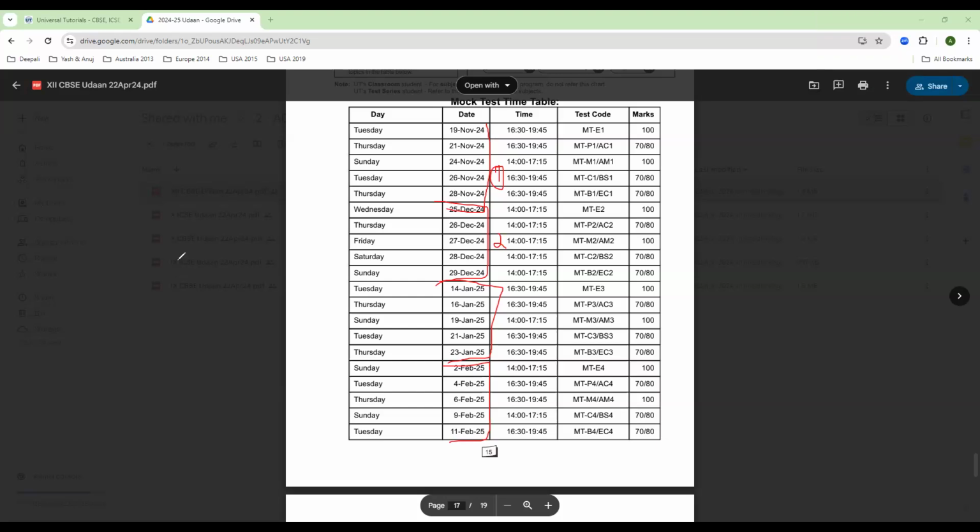Okay. So one test can be given multiple attempts? Yes, you could do that. Multiple attempts you could do.